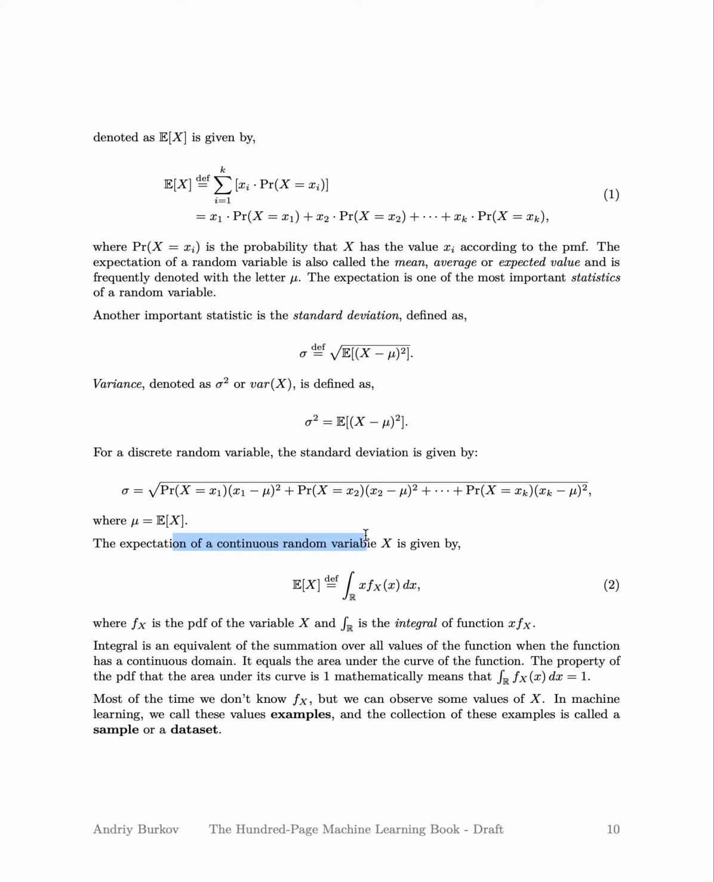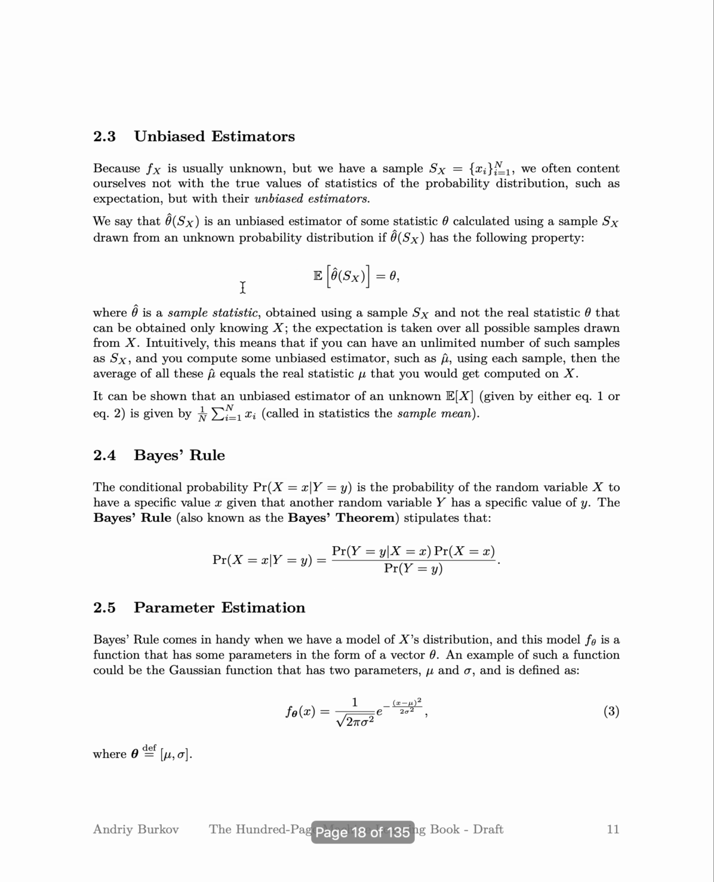The expectation of a continuous random variable is given by an integral of x times the function of x in relation to x. I will explain this later.